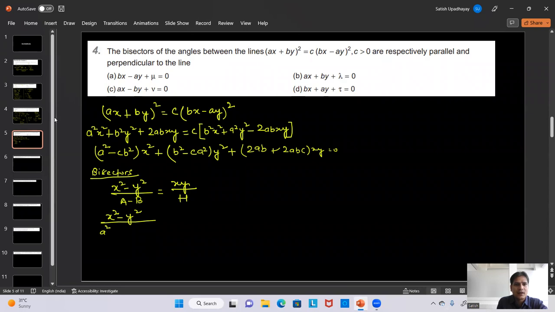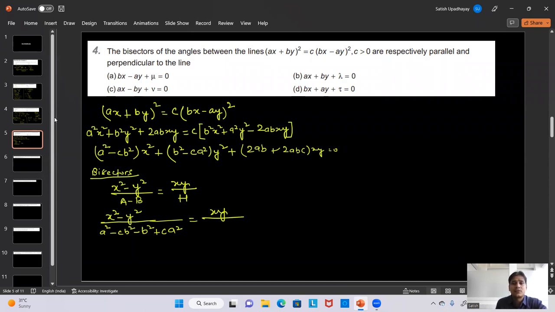So it is a square minus c b square, and minus coefficient of y square. So here it will be minus b square plus c a square. Is it okay? That will be equal to xy upon h.